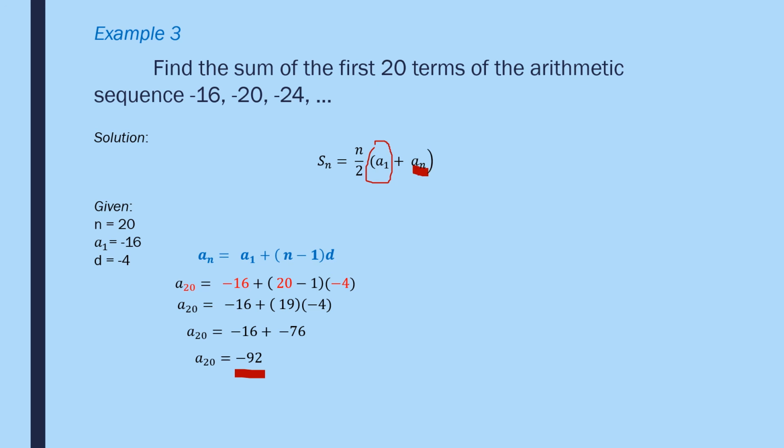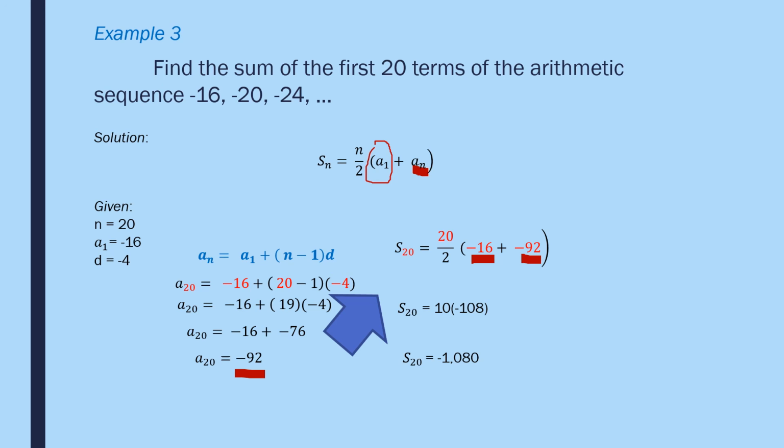Okay? So, let's proceed now to the formula. The formula we have: S sub 20 equals 20 over 2 times the first term. What is our first term again? Our first term is negative 16. And what is our last term now? We have negative 92. Okay? Just add the first term and last term. We will get negative 108 multiplied by half of 20, which is 10. And multiply them together, you will get negative 1080.